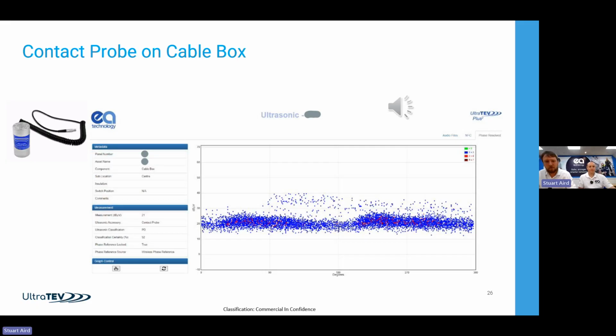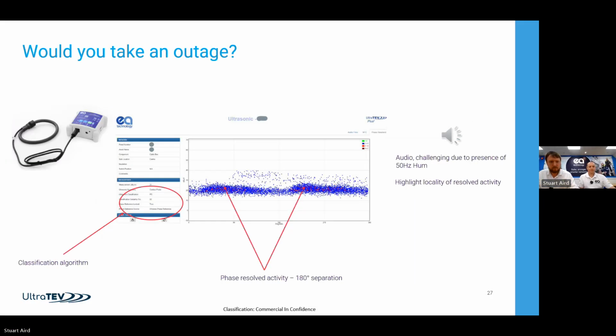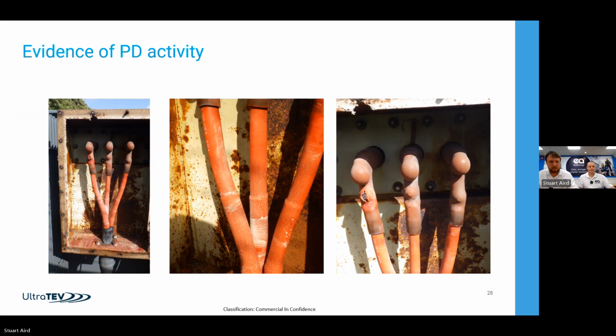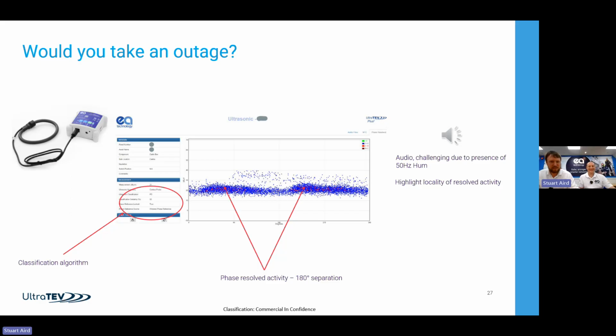Okay, so what are our thoughts? Actually, I missed a slide there, you've just seen the answer. That's okay. So what are our thoughts? Would you take an outage? Our initial advice was yes. Why were we confident to do so? From the audio file, there's quite a lot of 50 Hz hum going on in there. The normal crackling, arcing and sparking you'd hope to hear isn't as clear as you'd like.